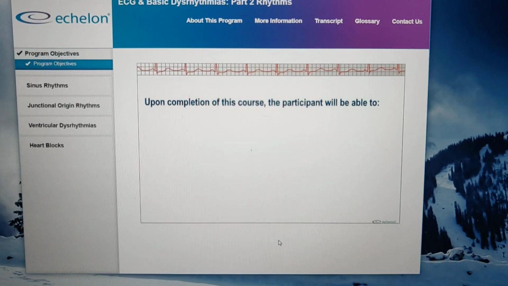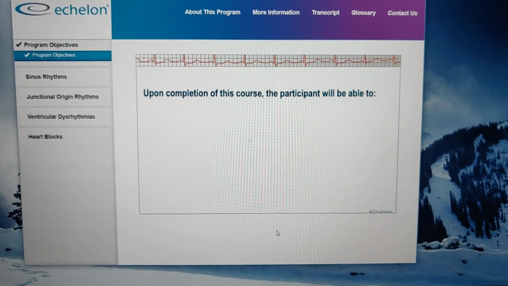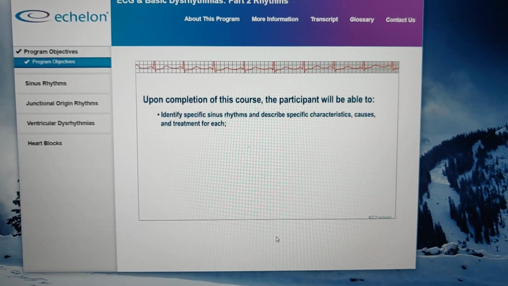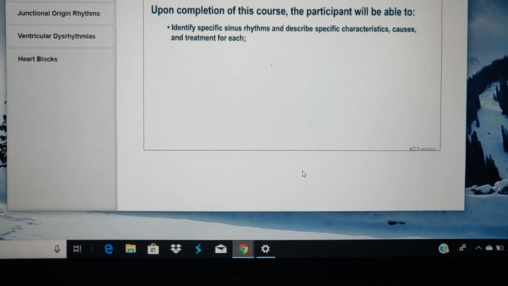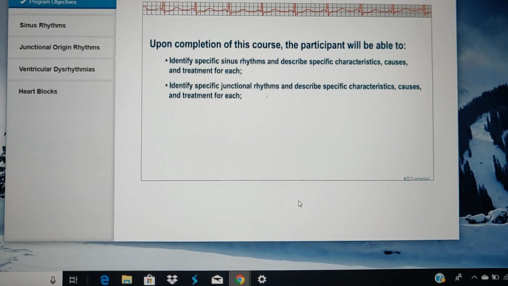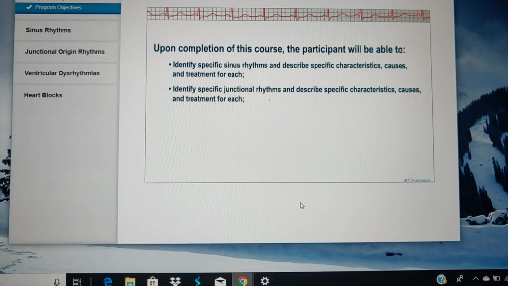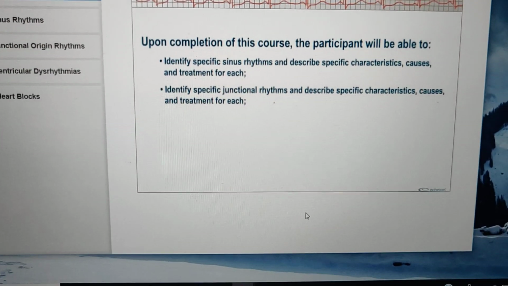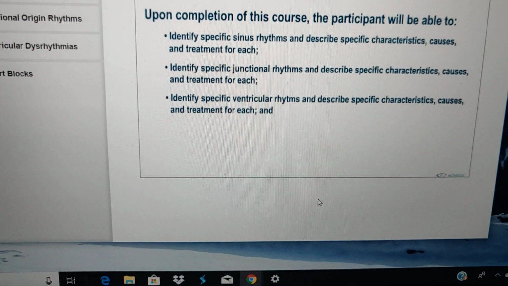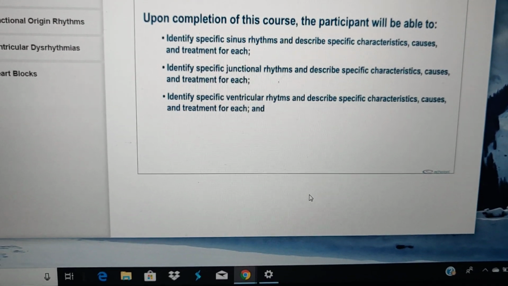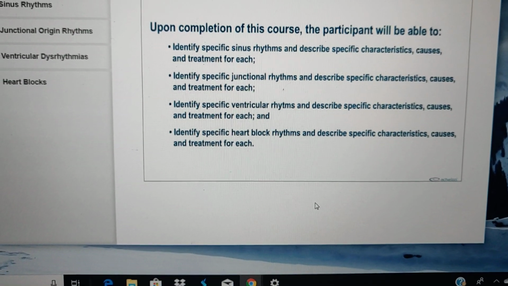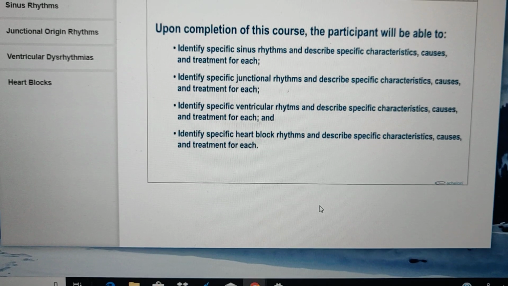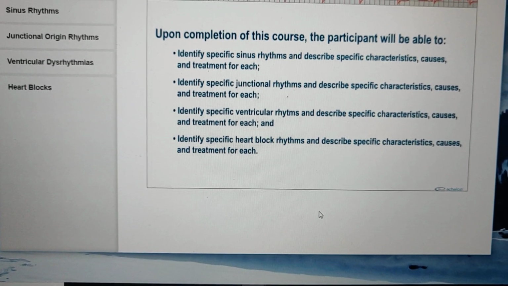Upon completion of this course, the participant will be able to identify specific sinus rhythms and describe specific characteristics, causes, and treatment for each; identify specific junctional rhythms and describe specific characteristics, causes, and treatment for each; identify specific ventricular rhythms and describe specific characteristics, causes, and treatment for each; and identify specific heart block rhythms and describe specific characteristics, causes, and treatment for each.